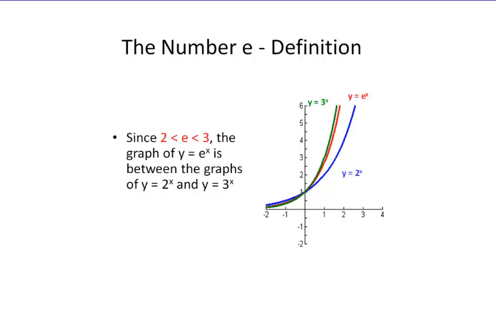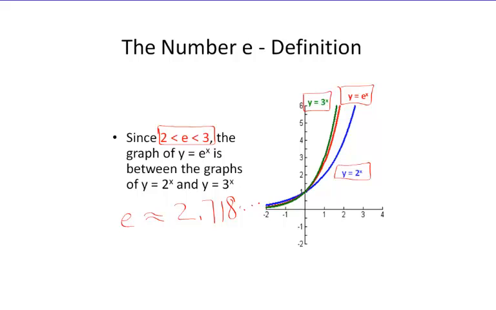Here are the graphs of 3 exponential functions. y equals 2 to the x, y equals 3 to the x, y equals e to the x. Notice that the graph lies in the plane below y equals 3 to the x. Here's why. Remember, e is really close to a value of 3.